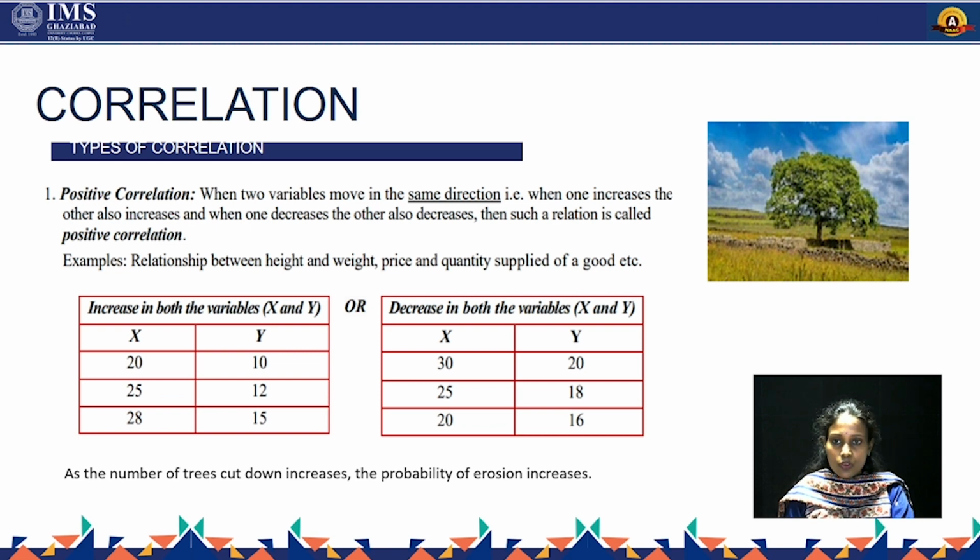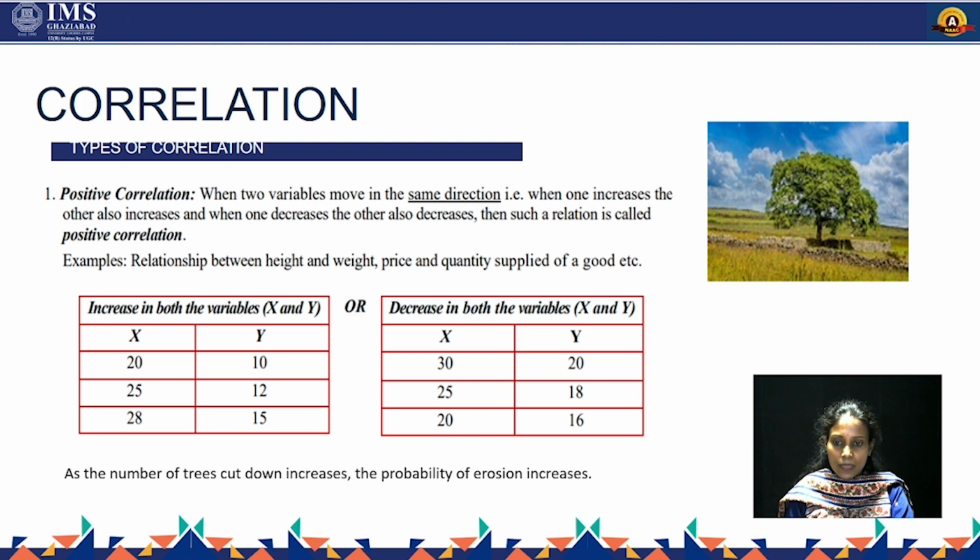First is positive correlation. When the two variables deviate in the same direction, that is, on increasing one variable, the other variable increases, or on decreasing one variable, the other variable decreases, such a relation is called positive correlation. For example, the relationship between height and weight, or price and quantity. In this data, it is clear that in the first data both variables are increasing, and in the second data, both variables are decreasing. They deviate in the same direction.